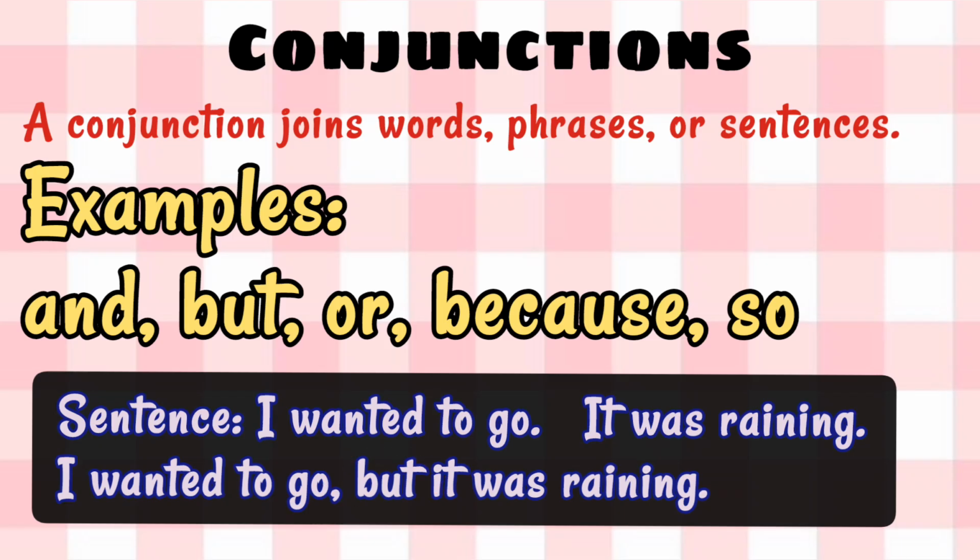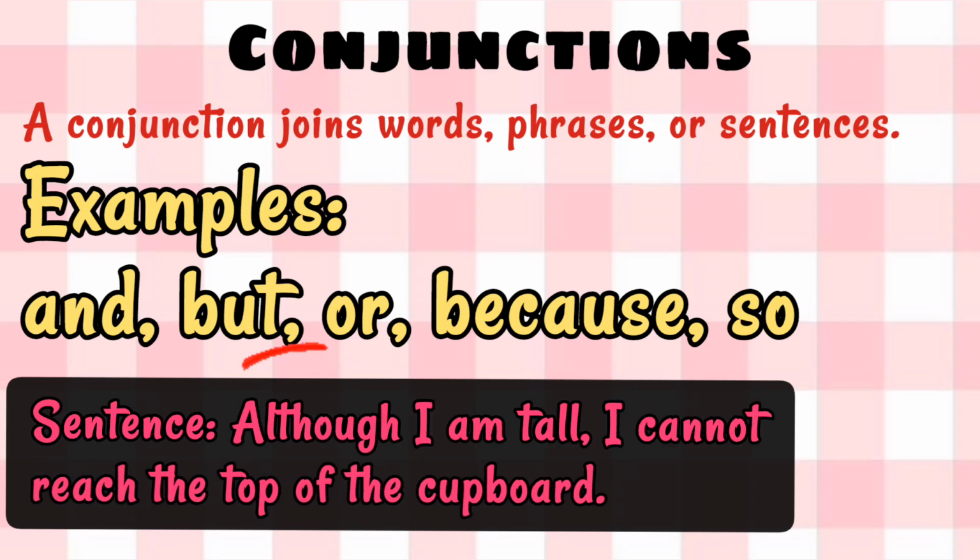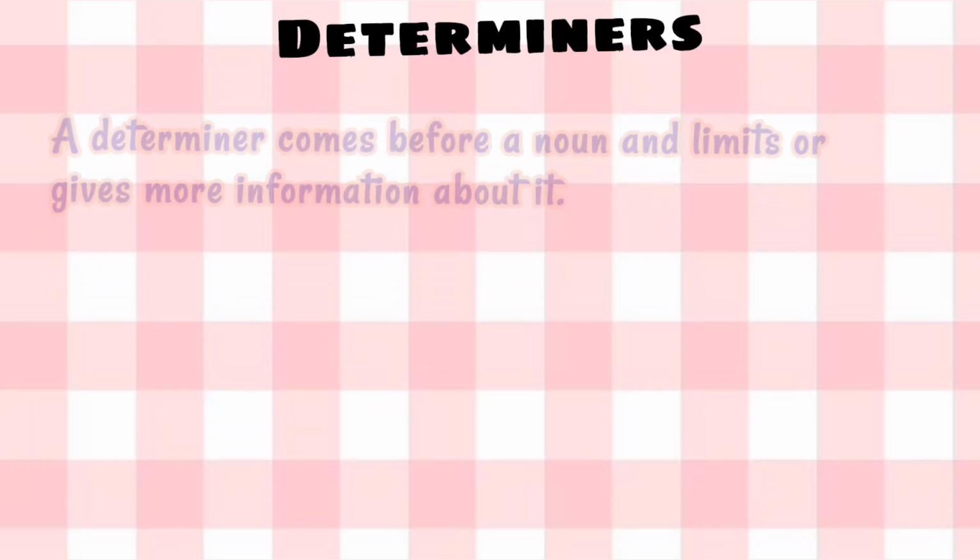Conjunctions can also appear at the beginning of a sentence. For instance, if I have the sentence, I am tall, and the sentence, I cannot reach the top of the cupboard, I'll make them one sentence by using the word although. Although I am tall, I cannot reach the top of the cupboard. Let's move on to determiners.